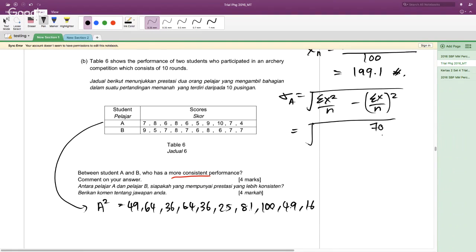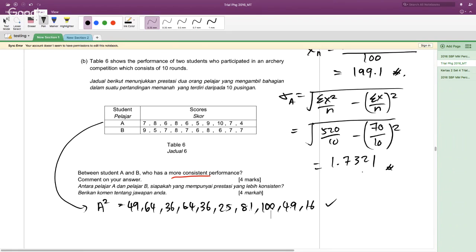So just now we got 70, which should be here, over 10 numbers, squared. Then the sum of x squared means you have to sum all the square numbers here: 49 plus 64 plus 36 plus 64 plus 36 plus 25 plus 81 plus 100 plus 49 plus 16. I get 520 over 10. Then we solve this one: divided by 10, minus 7 squared, and square root the answer. So from here, you get the standard deviation, which is 1.7321.